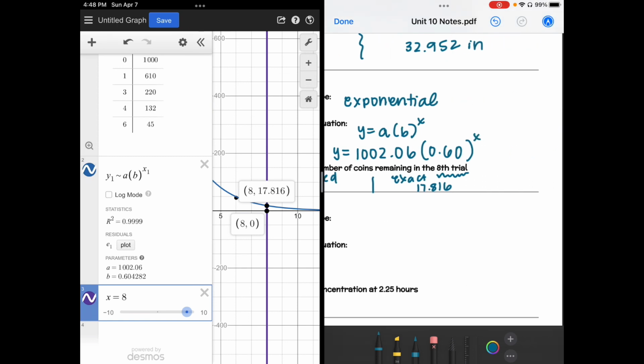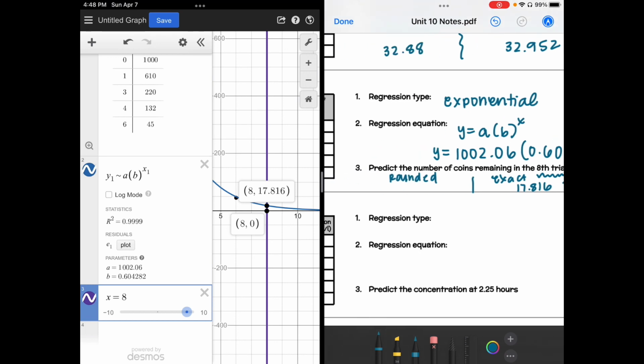So think about that again. Would we round up or would we round down? So if you look at the way our graph is going, since our graph is coming down, we would want to round up for this and we would have 18 coins left. Okay, so we're going to say approximately 18 coins.